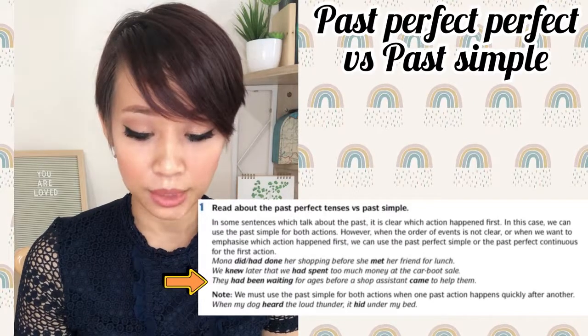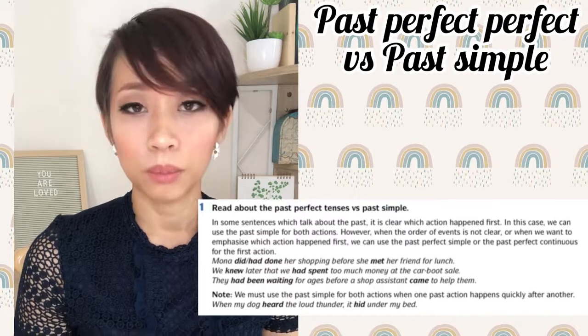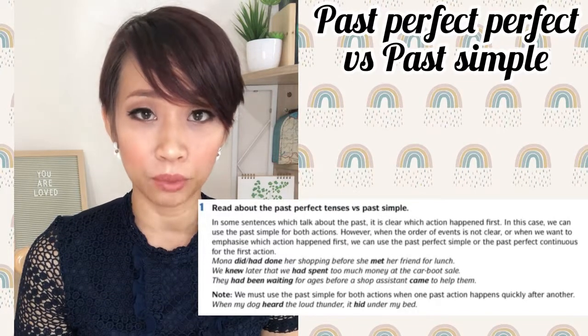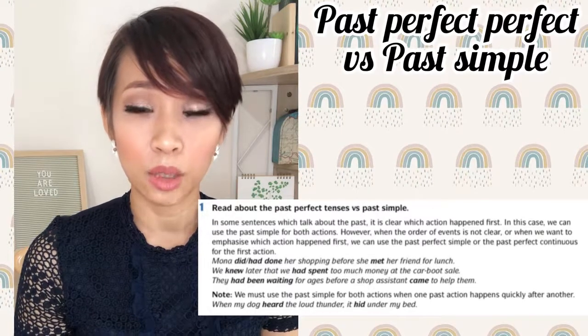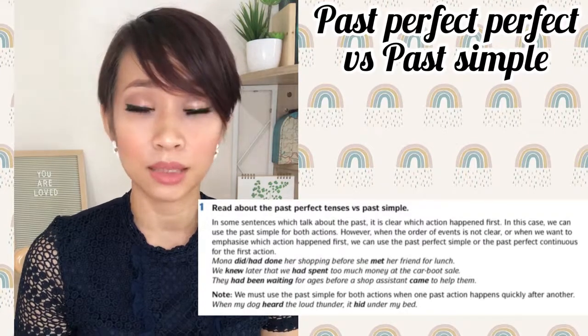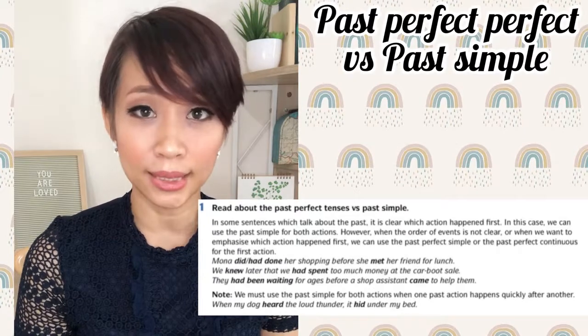They had been waiting for ages before a shop assistant came to help them. Mereka telah menunggu sangat lama sebelum pembantu kedai datang membantu mereka. Di sini ada dinyatakan dan ditekankan berapa lama mereka menunggu, iaitu for ages. Maksudnya sangat-sangat lama. So that's why kena guna had been waiting.